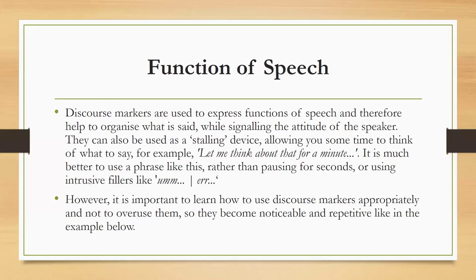Function of speech. Discourse markers are used to express functions of speech and therefore help organize what is said while signaling the attitude of the speaker. They can also be used as a stalling device, allowing you some time to think of what to say. For example, let me think about that for a minute. It is much better to use a phrase like this rather than pausing for seconds or using intrusive fillers.